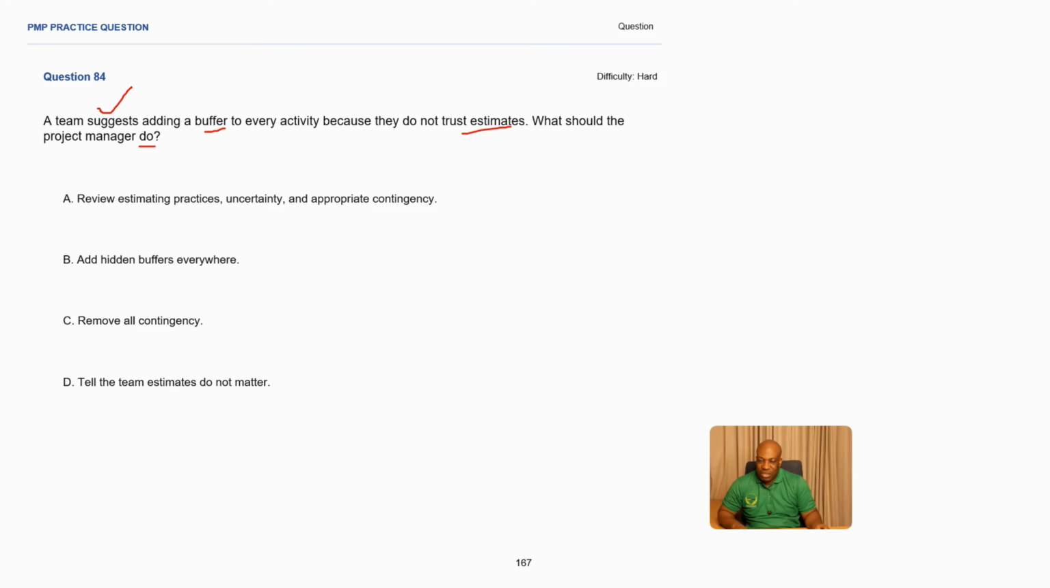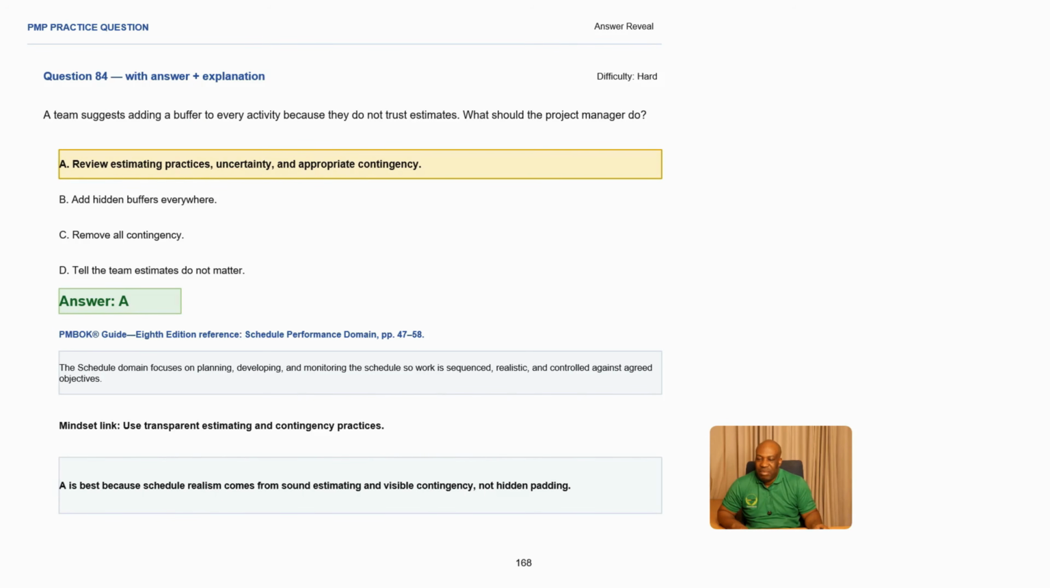So let's go through the answers now. Review estimating practice, uncertainty, and appropriate contingencies. Okay, makes sense. You want to review the estimate practice. Add hidden buffers elsewhere. Don't hide anything in a project environment. Be transparent and honest. Remove all contingencies. This might not even be practical, you might need them, making this one an incorrect answer. Tell the team estimates do not matter. Estimates do matter in a project environment, so you cannot tell the team that. Making A the best answer in this particular scenario.